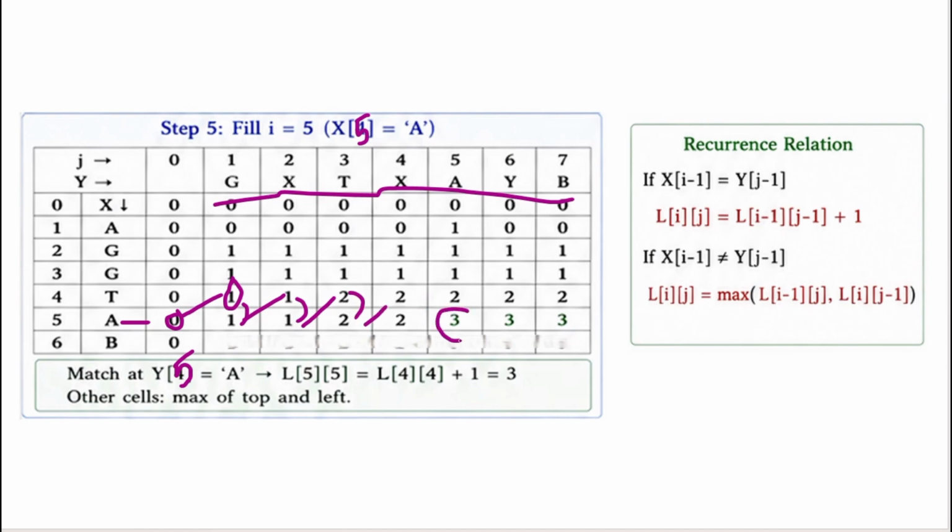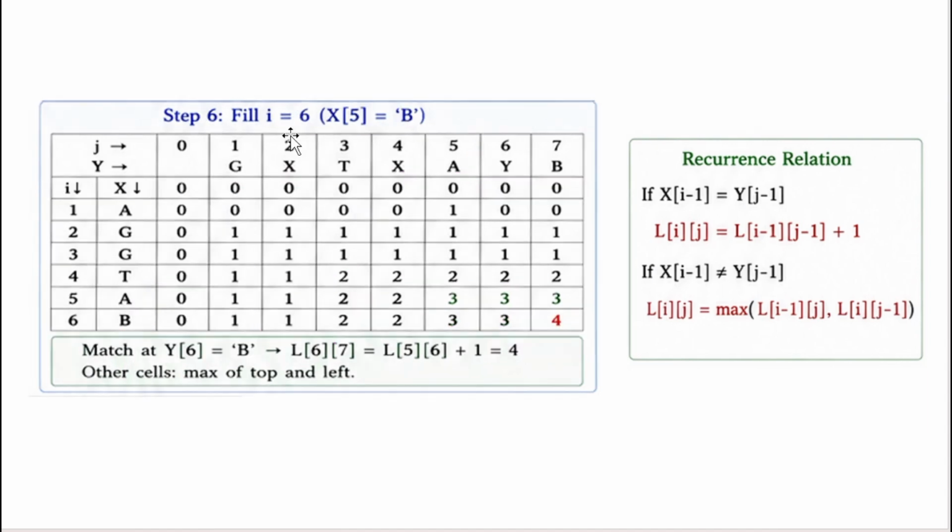But here both the characters are same, right? Here also a, here also a. So both the characters are a, which means take the diagonal value and add 1. So 2 plus 1, 3. So remaining are not matched. So which one is maximum? So write that value. Clear? Then final step is there.